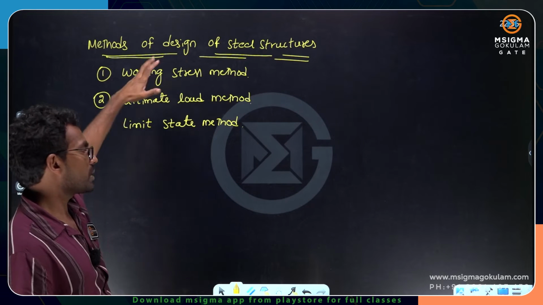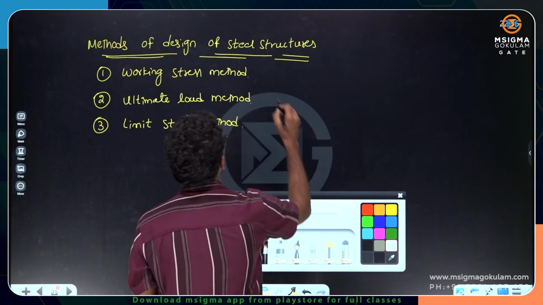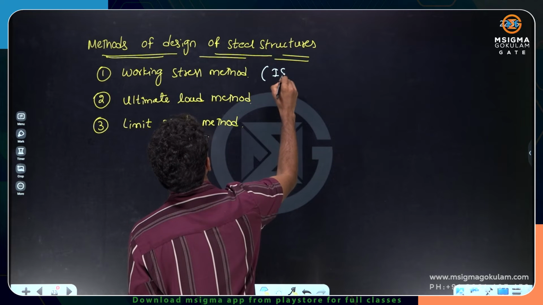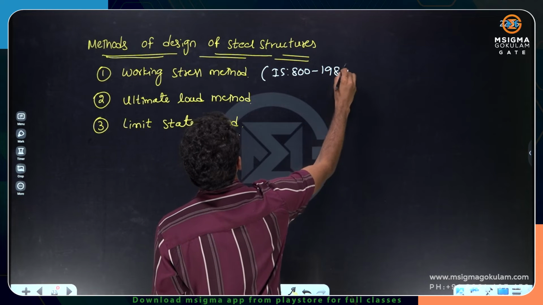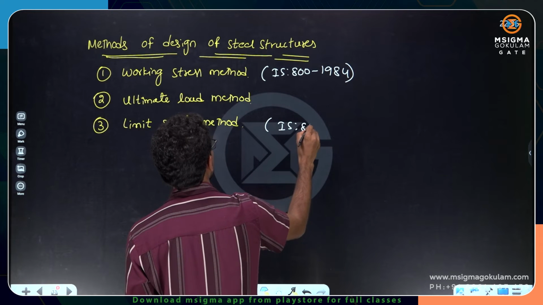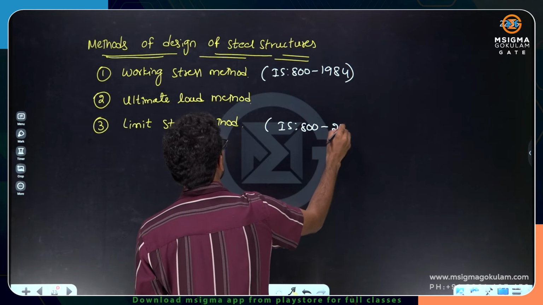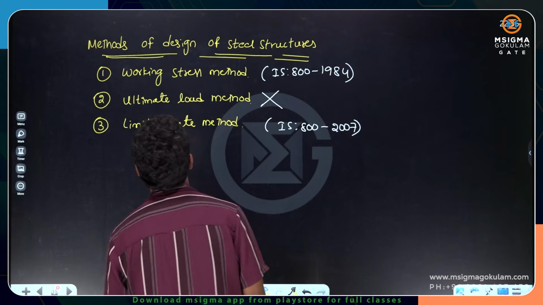We have the working stress method. Let me write the corresponding codes also here. Working stress method corresponds to IS 800 1984, and we are using the latest code, IS 800-2007. This is the latest method of design of steel structures, and however we are not going to use the ultimate load method.